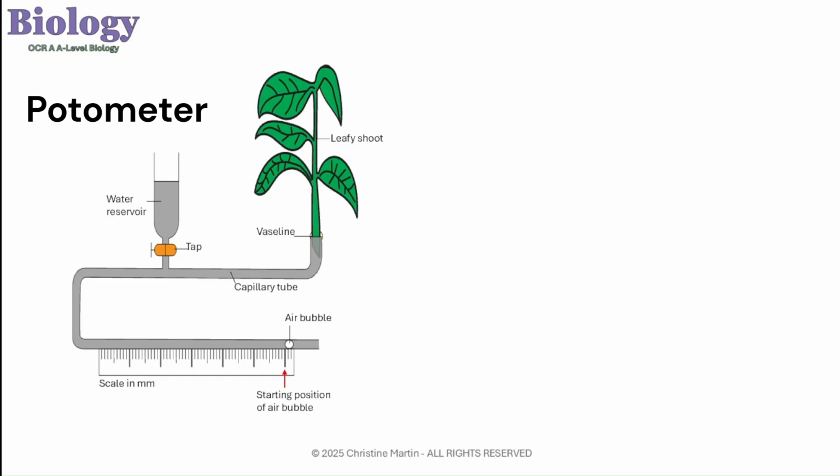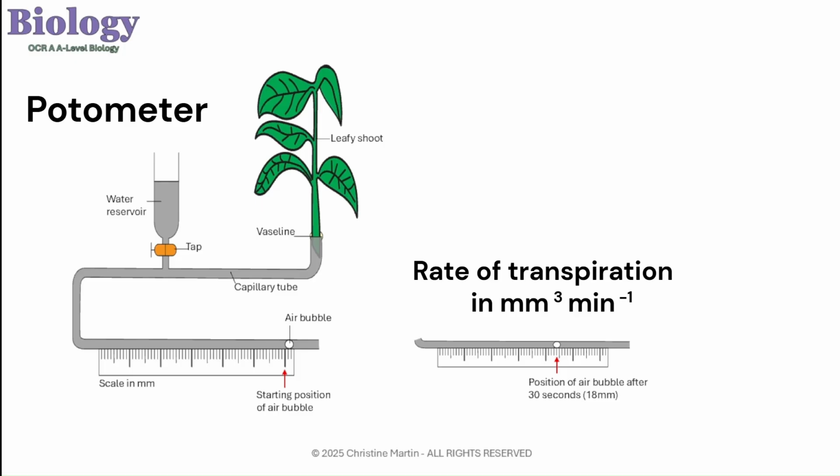The shoot is then inserted, also underwater, into a capillary tube of a known diameter, for example, 1 millimeter. Ensuring that the apparatus is watertight and airtight, you can put Vaseline around the area. At the other end of the capillary tube, an air bubble is introduced and its starting position on a calibrated scale is recorded. After a specified time period, for example, could be 30 seconds, a minute, or an hour, the distance moved by the air bubble is recorded. This can then be used to calculate the rate of transpiration in millimeters cubed per minute.